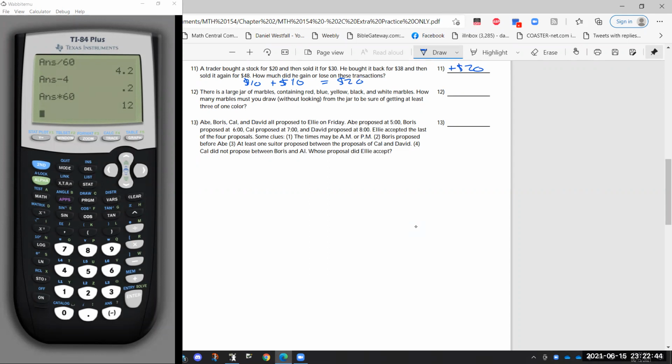It's a large jar of marbles containing red, blue, yellow, black, and white marbles. How many marbles must you draw without looking from the jar to be sure to get at least 3 of one color? So worst case scenario is that you are going to pull 1 of each color for your first 1, 2, 3, 4, 5, 6, 7, 8, 9, 10 draws, right? Because there's 5 different colors.